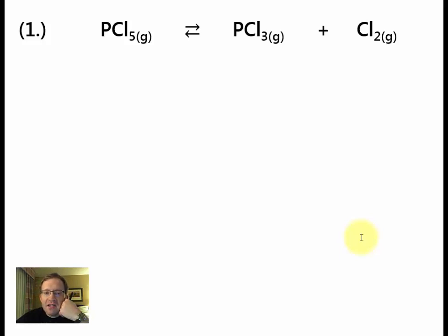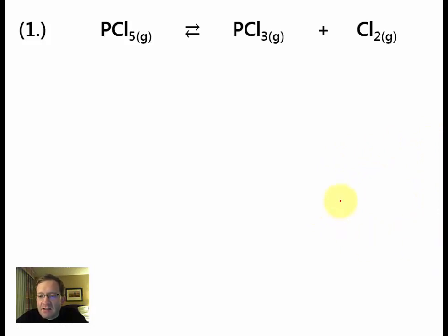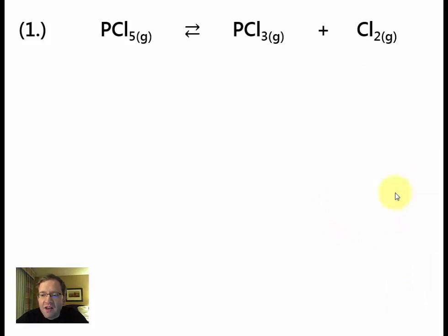It's a really simple looking decomposition reaction. Basically you have PCl5 decomposing into PCl3 and chlorine. So what I'll do here is just help you set up the expression. And again, basically what that means is we're setting up and putting everything into place as though we were going to plug numbers in next.